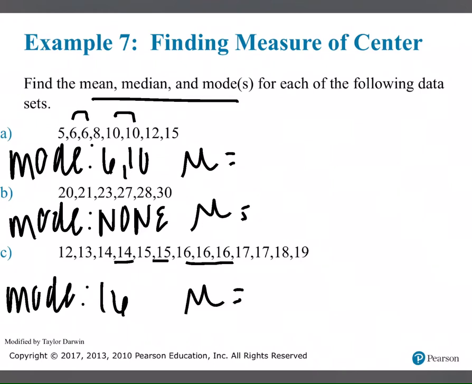Next, I'm going to do my mu. Add them all up. Divide by however many there are. On A, you should get 9. B, you should get 24.8333. I'm only going to go to one decimal place because I'm afraid I'm going to run out of room. And on C, you get 15.5385. Once again, I'm just going to go to one decimal place.